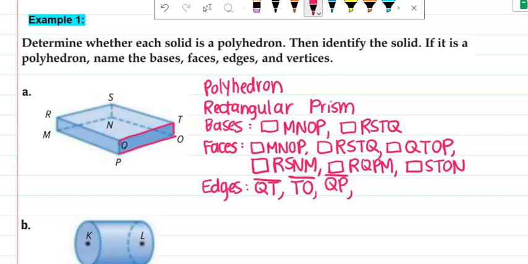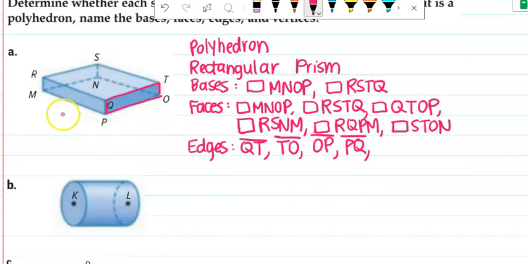QP. Oh wait, I skipped one. OP I meant. And then PQ. Again, we can say PQ, QP. Then I'm going to move to the left. Just RM. The order that you list these in does not matter. This one has a lot of edges just because it has a four-sided shape that is being put together. RQ. MP.